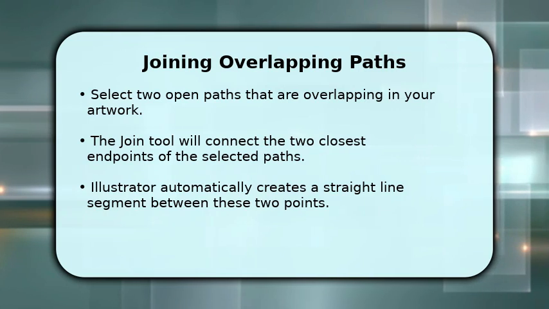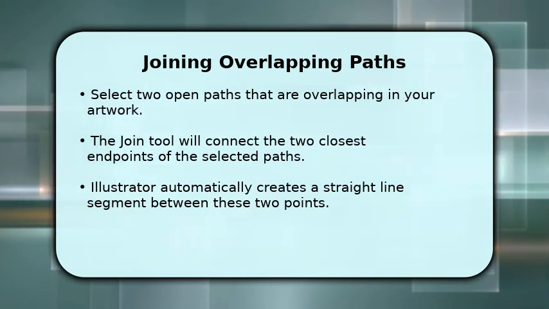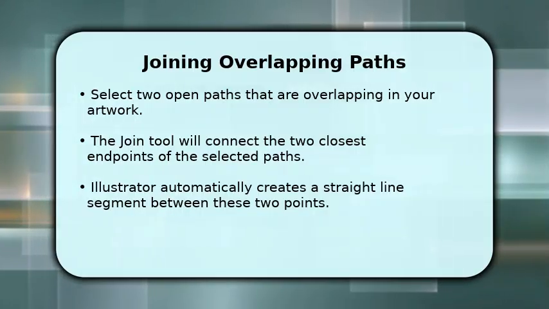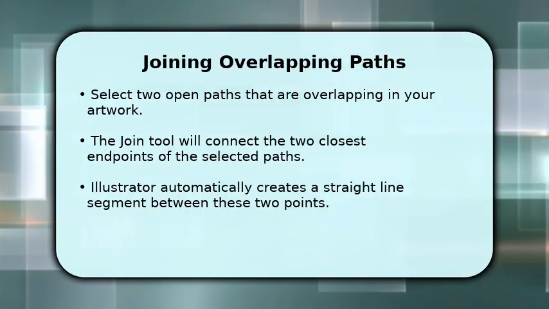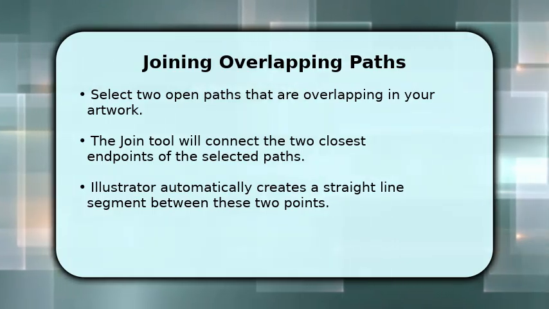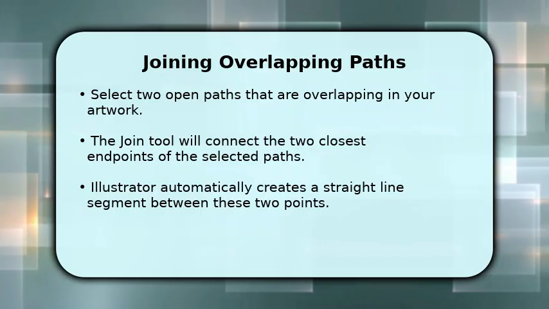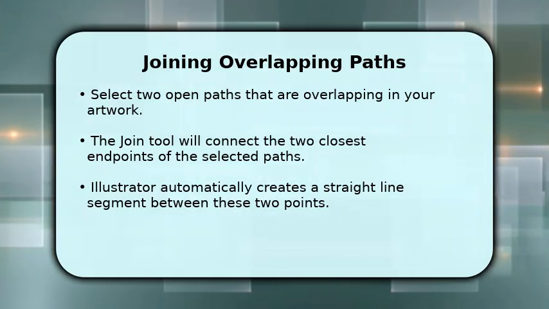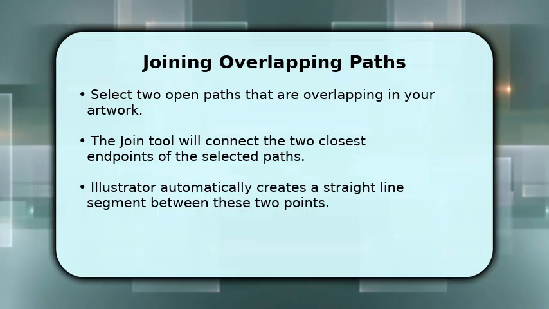When your paths overlap, the Join tool becomes incredibly intuitive. Select both open paths, and Illustrator will identify the two closest endpoints. With a single click, it will draw a straight line segment, effectively bridging the gap and merging your paths into one continuous shape. This saves you time and ensures clean, precise connections in your designs.